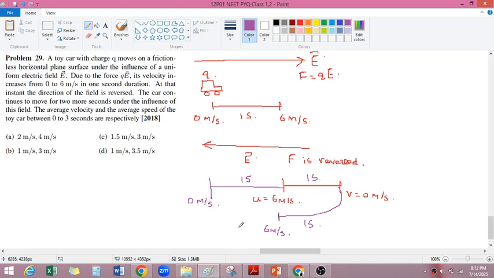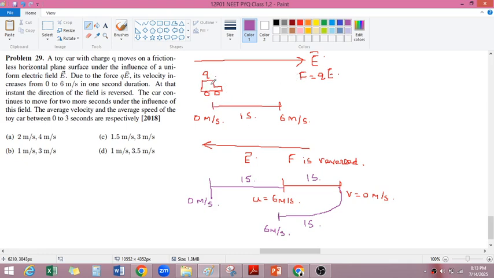So the average velocity and the average speed of the toy car between 0 to 3 seconds. If you understood this part, after that this is very easy. Why? Because I know the formula for average velocity: total displacement by total time taken. The total displacement I can find from here to here, and the total time taken is 3 seconds. Total distance traveled, if I know this distance, is that multiplied by 3 times. So finding the average velocity and average speed is a very easy concept.